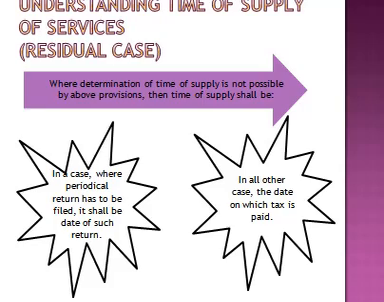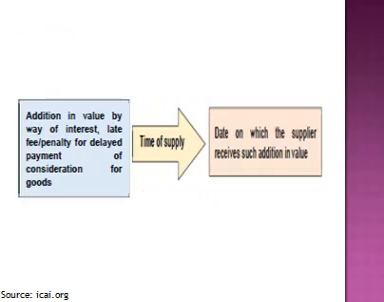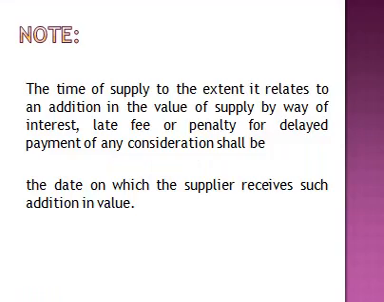Where determination of time of supply is not possible by the above provisions, then the time of supply shall be the date on which the periodical return for the period is required to be filed in normal cases, and in all other cases the date on which GST is paid. Next, regarding the enhancement in value on account of interest, late fee, etc., the provisions of time of supply in case of addition in value by way of interest, late fee, or penalty for delayed payment of consideration are the same as we followed in the goods section, that is under section 12.